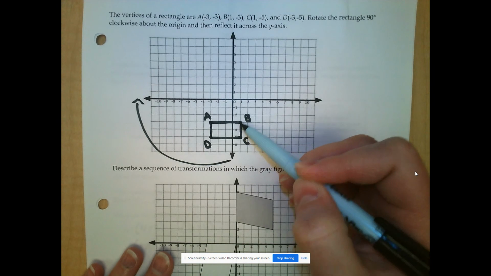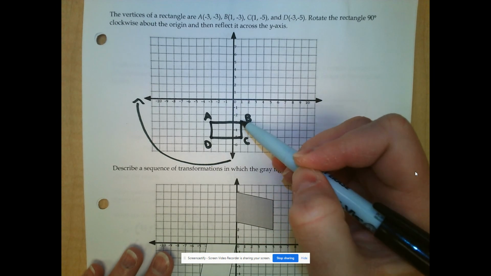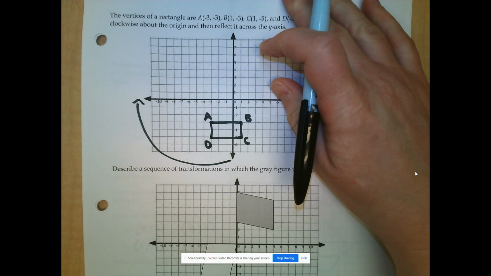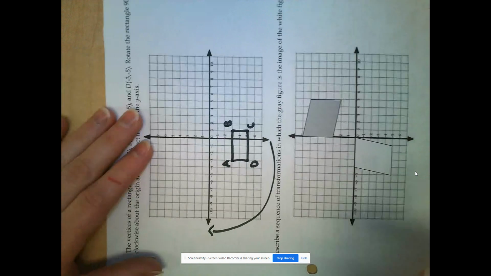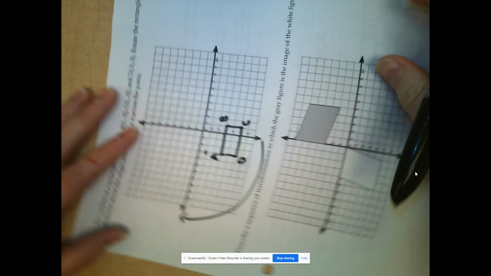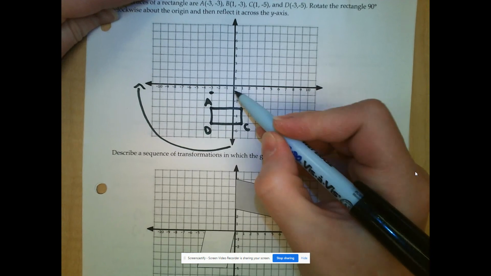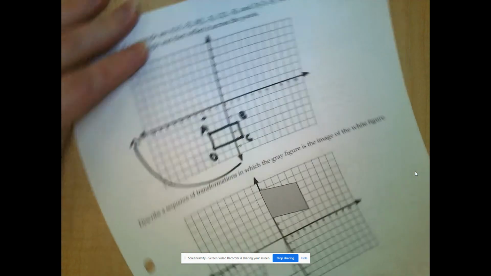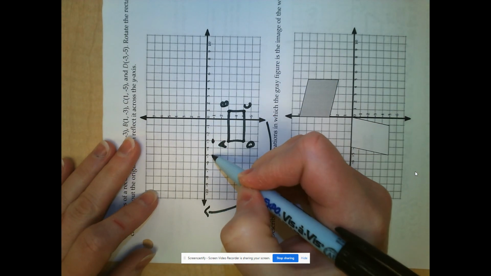So in order to get to B, I've got to go right 1, down 3. So I'm going to rotate my paper, and I'm going to go right 1, down 3. I'm going to do that again. In order to get to C, I go right 1, down 5. So I'm going to rotate my paper. I'm going to go right 1, down 5.